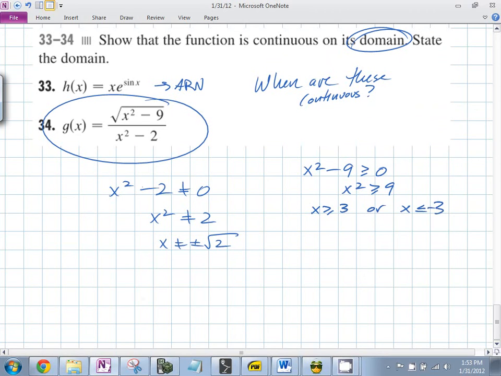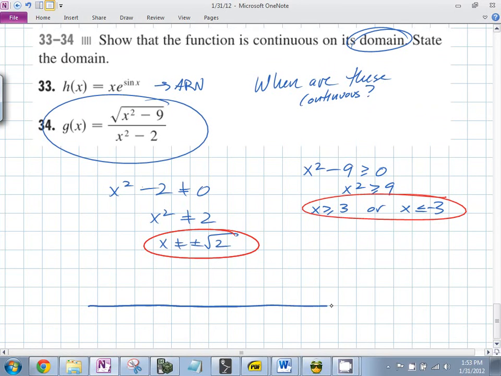Take a look at your number line, which is a great way to visualize it. You have negative 3 filled in, going to the left, and then positive 3 filled in, going to the right. Then you have negative root 2 and positive root 2. If you're already outside here, do you have to worry about those? No, they're already taken care of. They're not included, right? So where is this continuous? Right there.